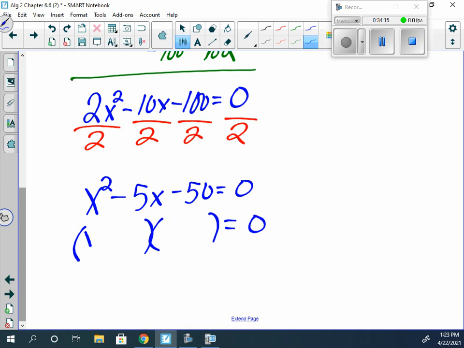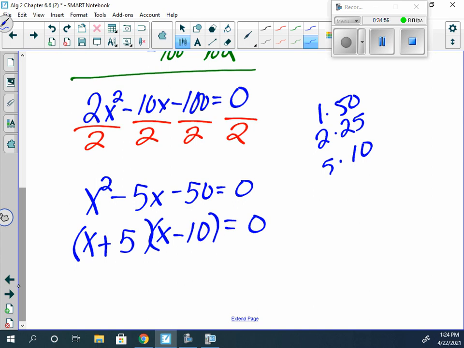Because our factors of x squared are going to be x and x. Our signs are going to be positive and negative because the 50 is negative. Our third term is negative. And now we just need to figure out the factors of 50 that will work together to give us 5. Well, we can have 1 and 50, 2 and 25, 5 and 10. And which one's positive and which one's negative? And the 10 is negative.